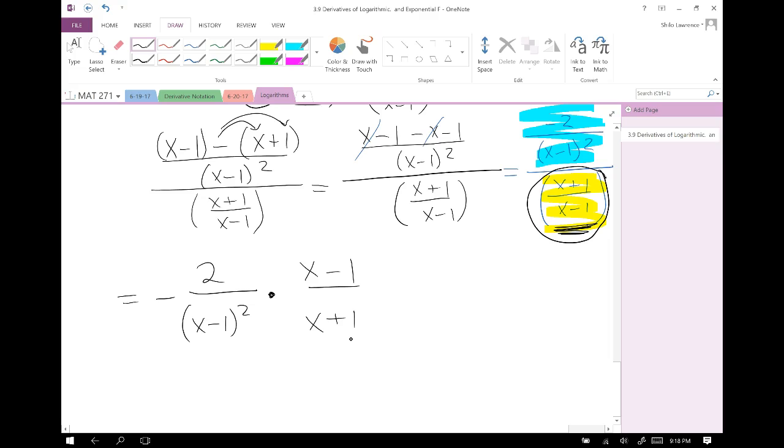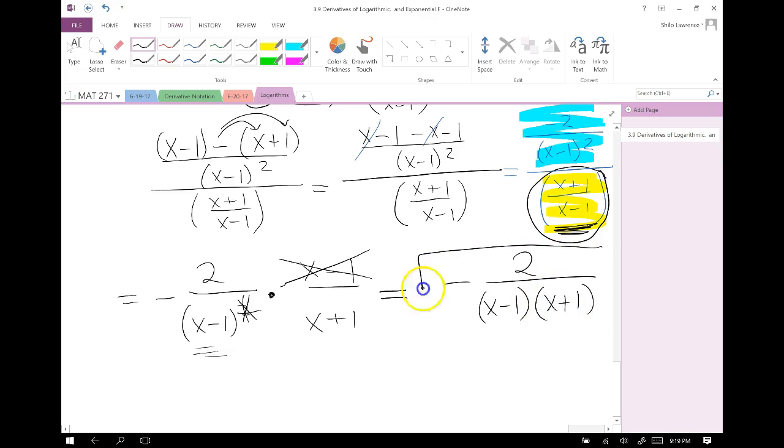And we've got a common factor in the top and the bottom. We've got an x minus 1 here. Now there's 2 of them down here, so we can get rid of one of them by canceling that one. And what we're finally left with is just a negative 2 in the top. And then we still have one more x minus 1, and we have the x plus 1. Now this one is pretty complicated.